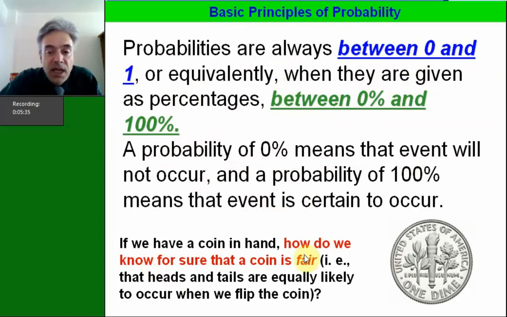So if you have a coin in hand, how do we know for sure that a coin is fair? This is another question that we have to think about, right? What does a coin have to be to be fair? It has to be likely to land half of the time on tails and half of the time on heads. There are statistical ways to find out if the coin is fair or not. But one very simple way you can do it is to flip the coin many times and see how close you get to 50% heads and 50% tails. Because if you get close to that, the coin is probably a fair one, right?